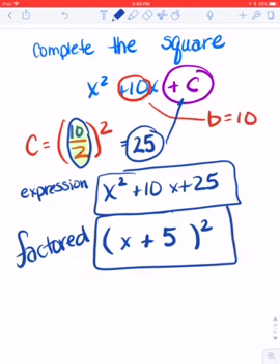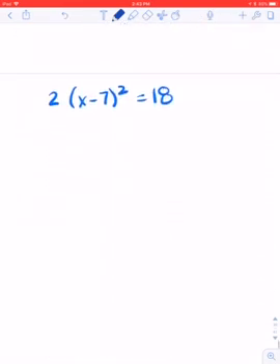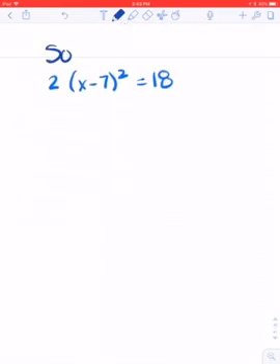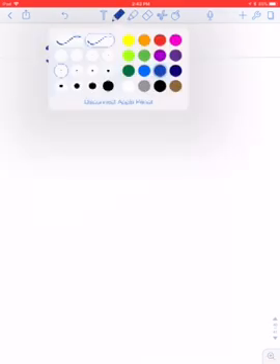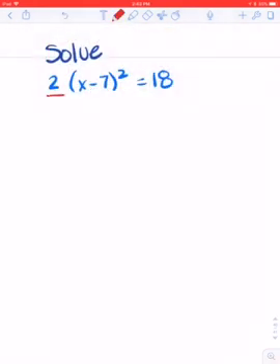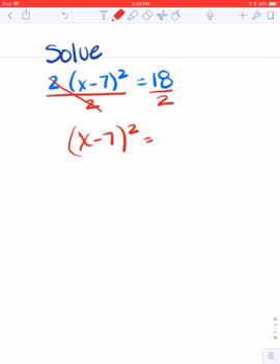Okay, the other one that we need to deal with today is solving something like this. So remember, ultimately what we want is we want to have the x squared part, or this part right here, by itself. So I'm going to start, first of all, by getting rid of this 2. So I'm going to divide both sides by 2. So this cancels. So I'm left with x minus 7 squared equals 18 divided by 2, which is 9.